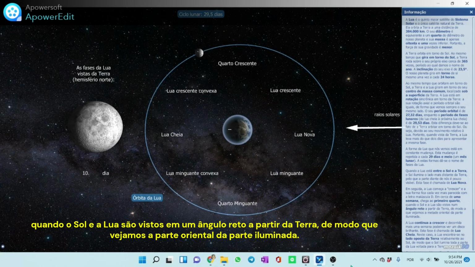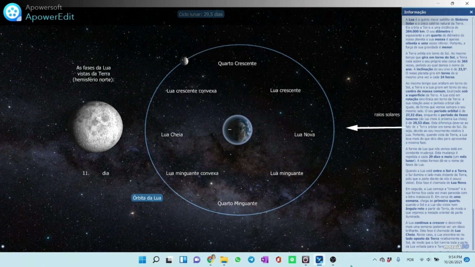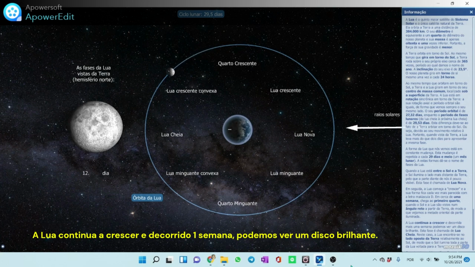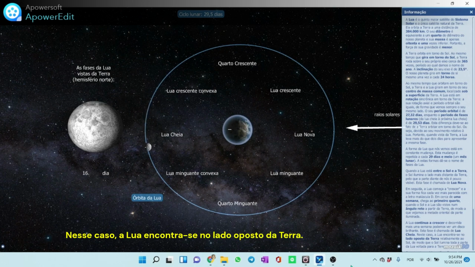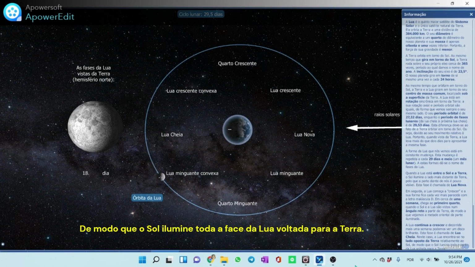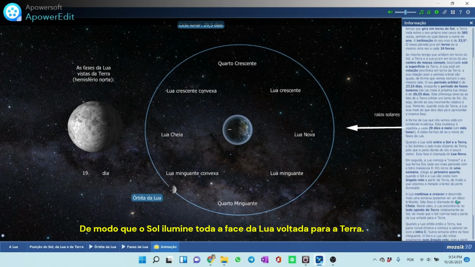we can see the eastern half of the illuminated part. The Moon continues growing, and in another week we can see a bright disk. This phase is called the full moon. At this time, the Moon is on the opposite side of the Earth from the Sun, so the Sun illuminates the entire side of the Moon that faces the Earth.